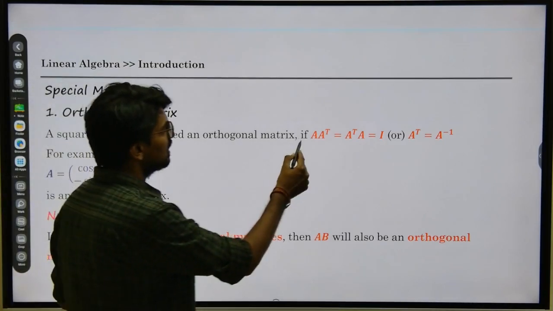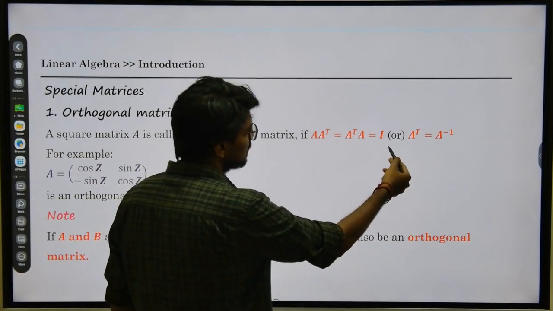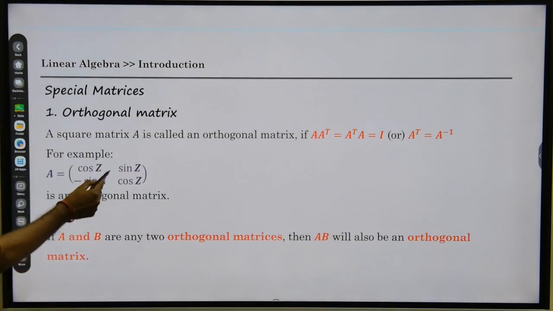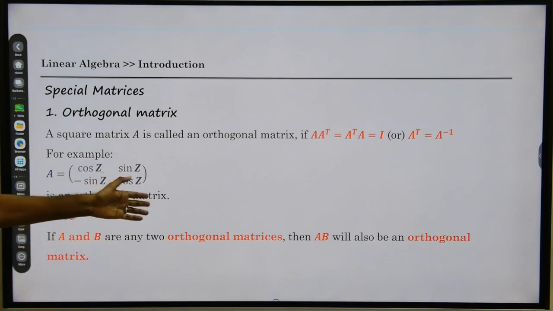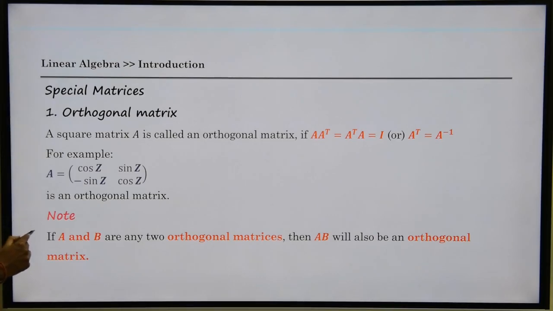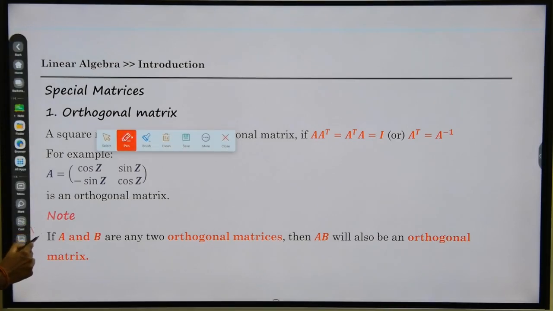Your A into A transpose will be equal to A transpose into A, which is equal to I. So your A transpose and A inverse will be same. I have given you one example also. You can try it. You can try it means you can just solve. You find out the value. You will get it. And this is the extra note point. You can add that also. You can copy. Nothing is there.